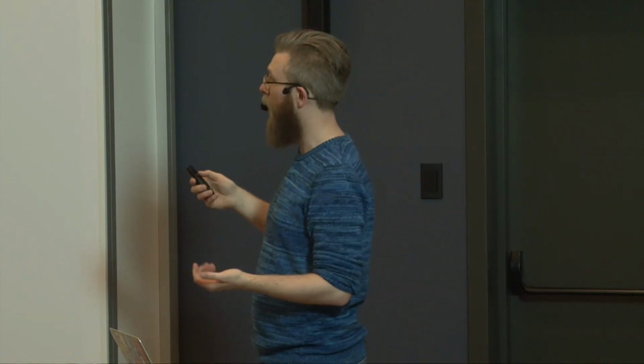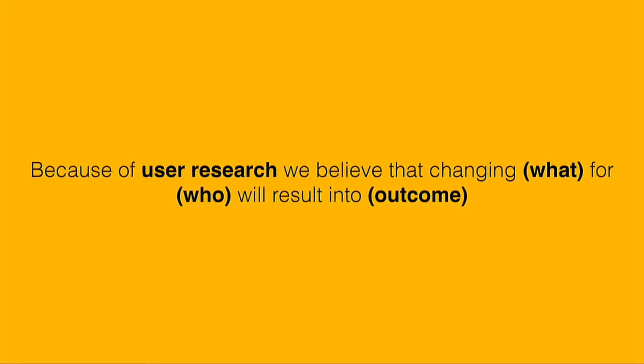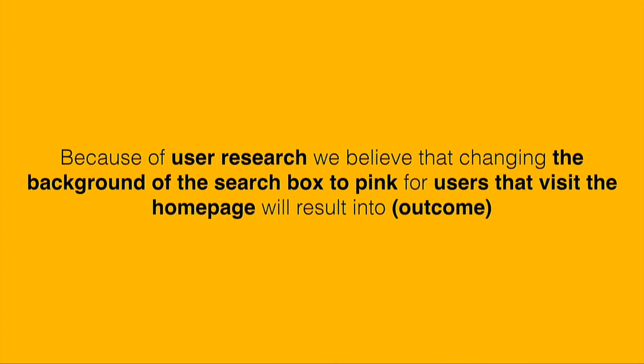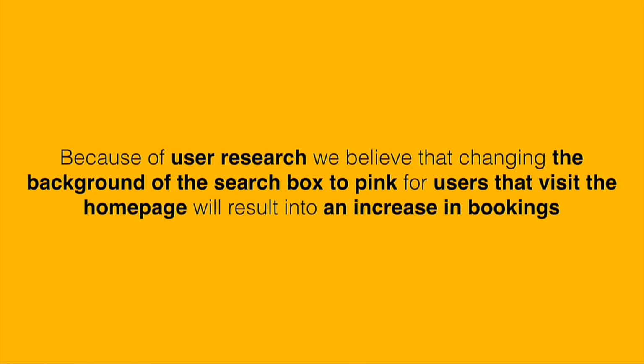So looking back at our first example: because of why? Because of user research. Say that we did user research about the color pink, about how many people like that instead of the orange one. We believe that changing the background of the search box to pink for users that visit the homepage will result in an increase in bookings.